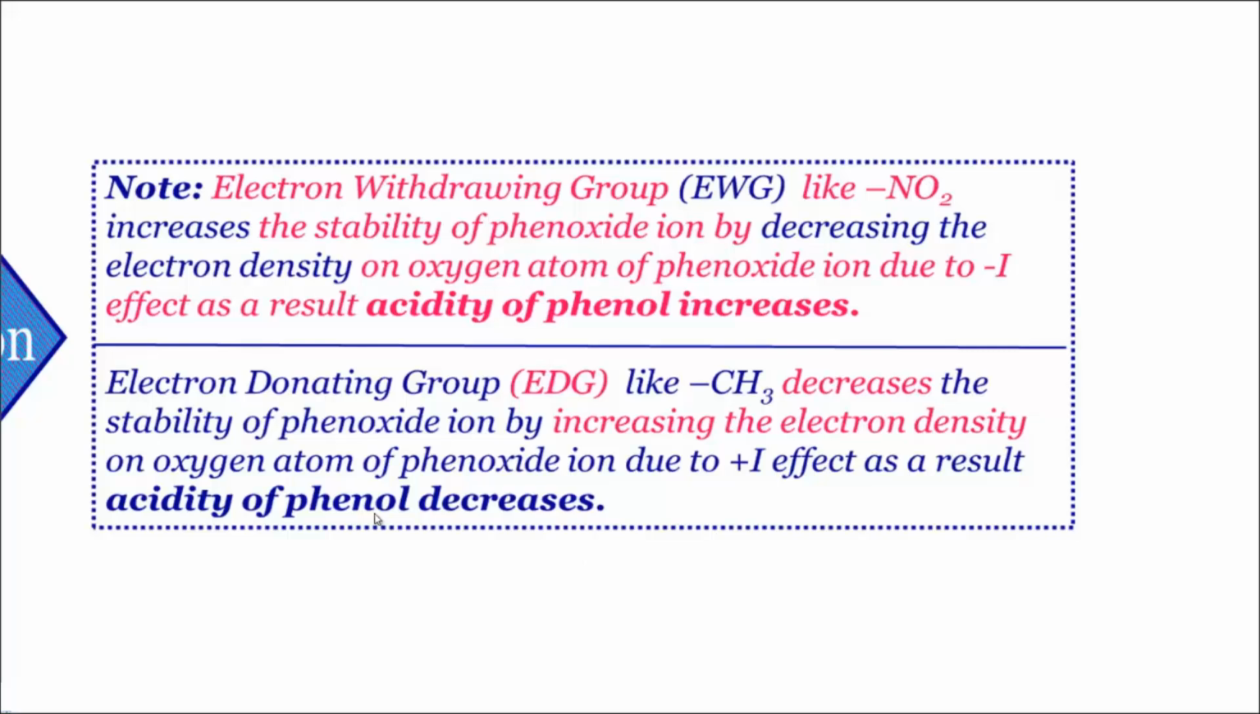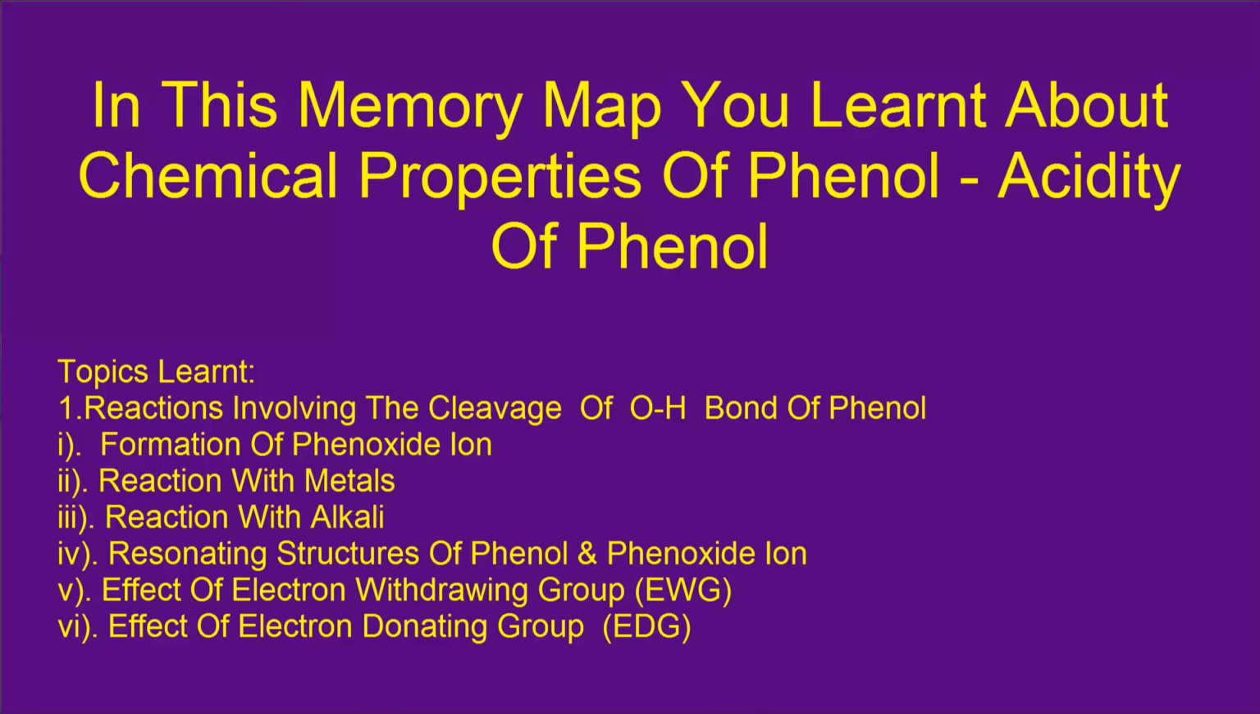So, point to remember. Electron donating groups decrease the stability of the phenoxide ion. How do they do that? They increase the electron density on the oxygen atom of the phenoxide ion. As a result, the phenoxide ion becomes less stable and it decreases the acidity of phenol. So that's about the reactions on the acidity of phenol. In the next video lesson, let us continue to understand a few more chemical properties of phenol.